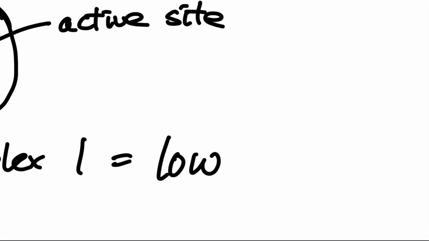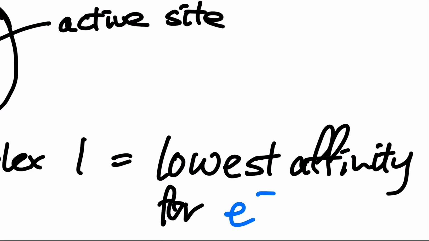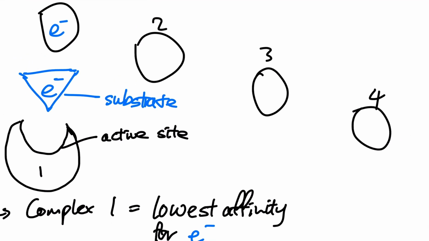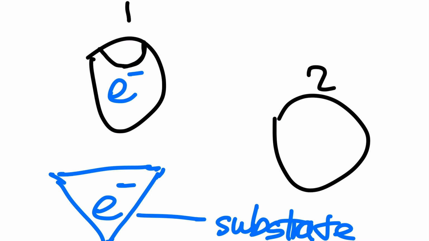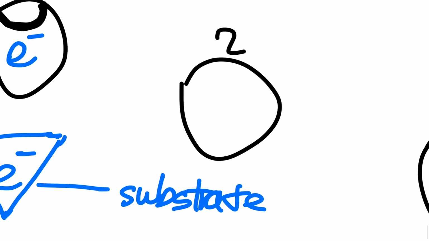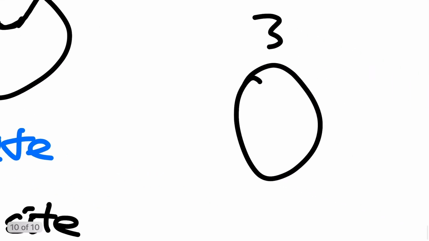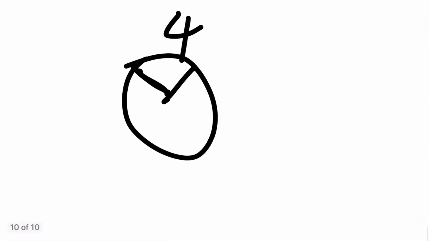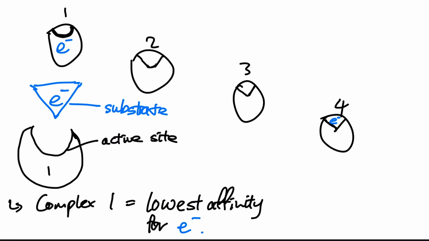So I'll say complex 1 actually has the lowest affinity for electron. And what essentially happens is that it gets better. The affinity for electron gets better down the group. So let's say the first complex has a shape like this, totally off, and it just has a really low affinity to the substrate. The second one is maybe a little bit better. It's somewhat like a triangle, but a bit round. The third one gets a bit sharper. It's almost there. And the fourth one is just on point. The electron can bind here most easily. So this is what I mean by the affinity for electron increasing down the complexes.